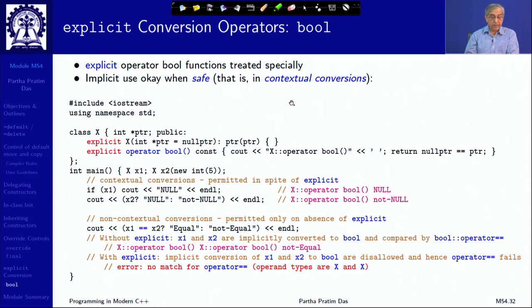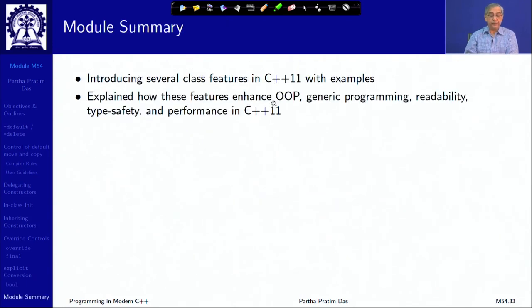And here are some examples of how to use that, particularly in the context of bool, where it behaves a little differently. So, in this module we have discussed several class features of C++ 11 with examples that enhance the object oriented generic programming features, readability, type safety, and performance of the language. Thank you very much for the attention, and we will meet in the next module.